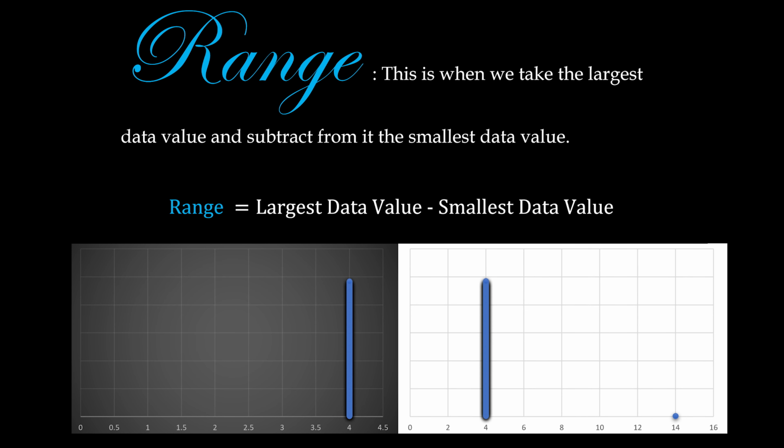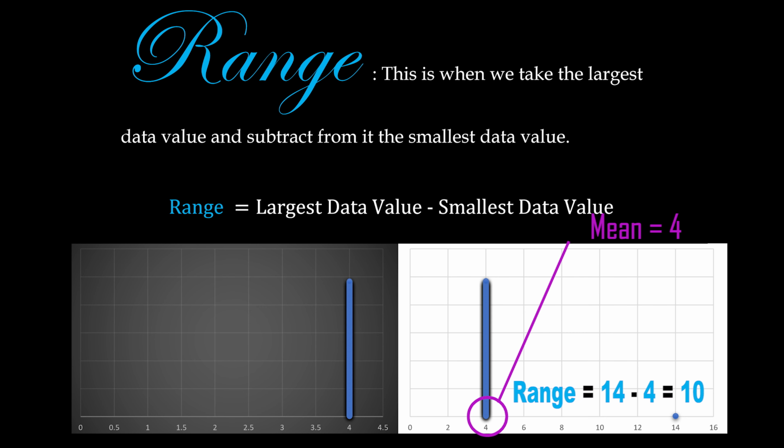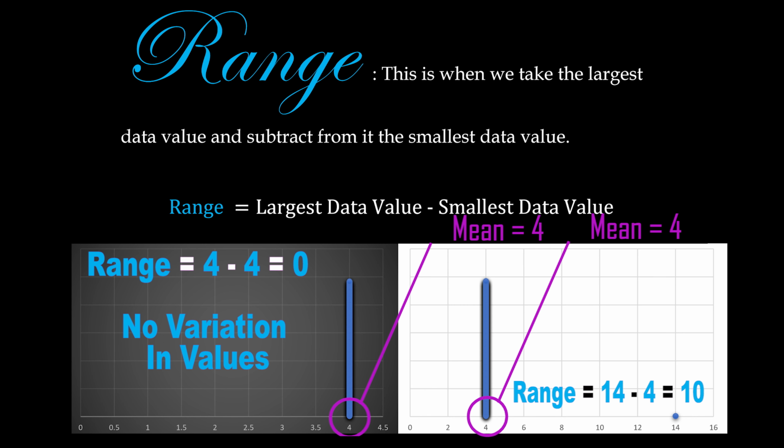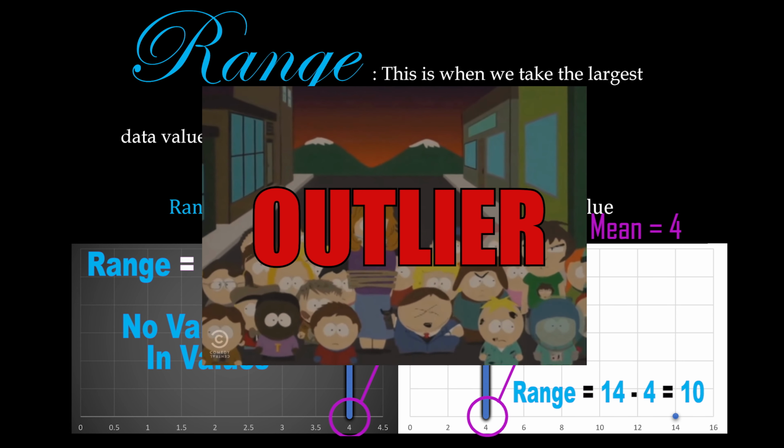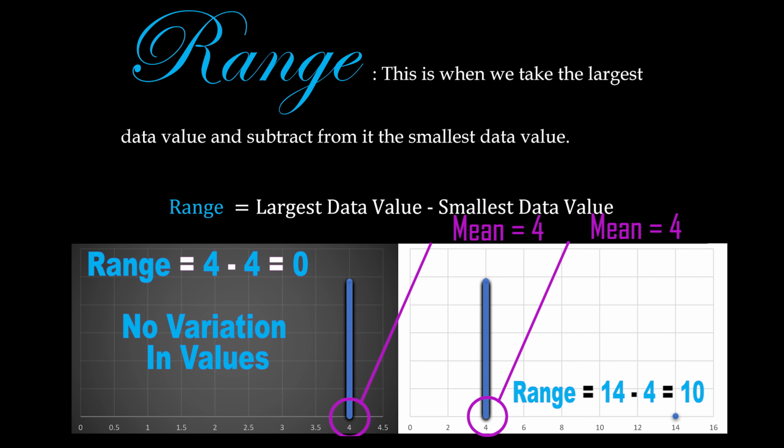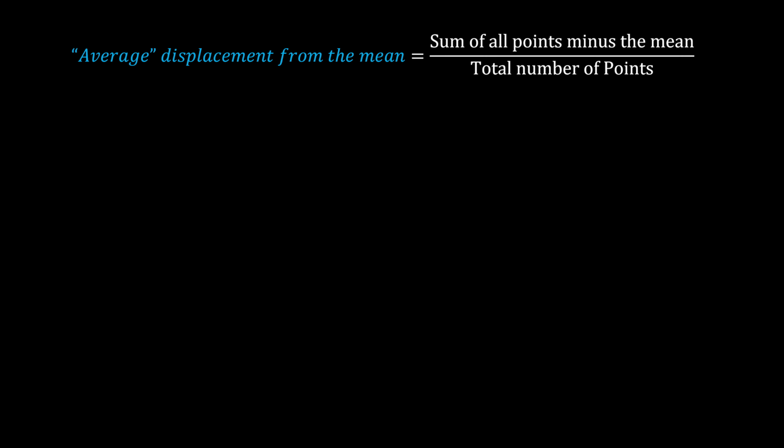Now, imagine if we had 1,000,000 points centered around 4 and then 1 point all the way at 14. The rounded mean would still be 4, but the range would be 10. The data is essentially the same, but one can mislead someone just looking at the range. We need to find something less sensitive to outliers.